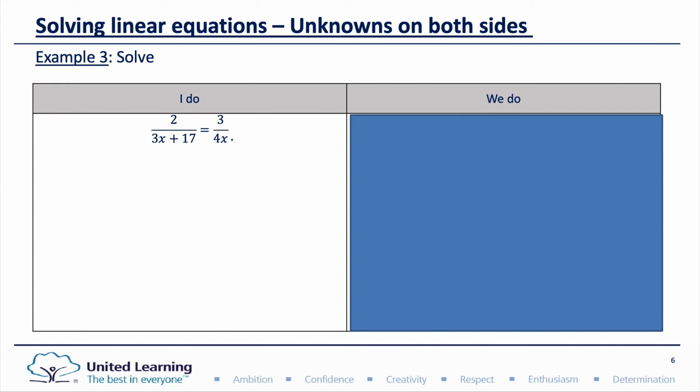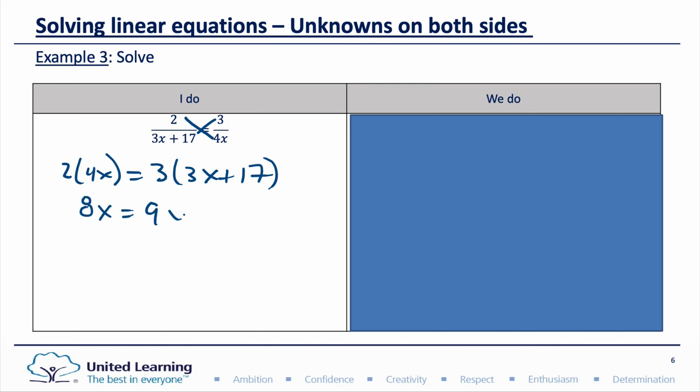So in this case, I want to multiply both sides by each other. What I mean by that is, if you ever have two fractions that are equal, you can actually cross multiply in order to create a different equation. So in this case, I would do 2 times 4x equals 3 times 3x plus 17. If you expand that out, you get 8x equals 9x plus 17 times 3, 51.